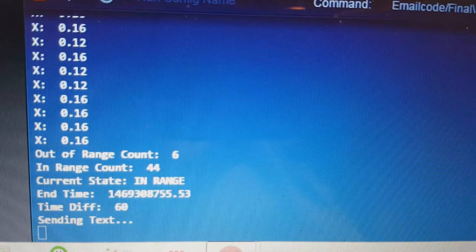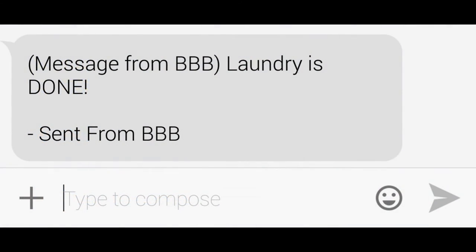And in the last frame here, this is what it looks like when I receive the text.